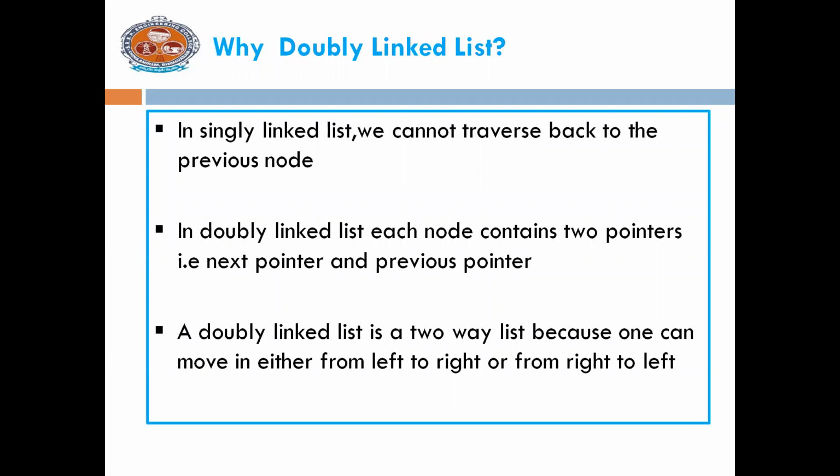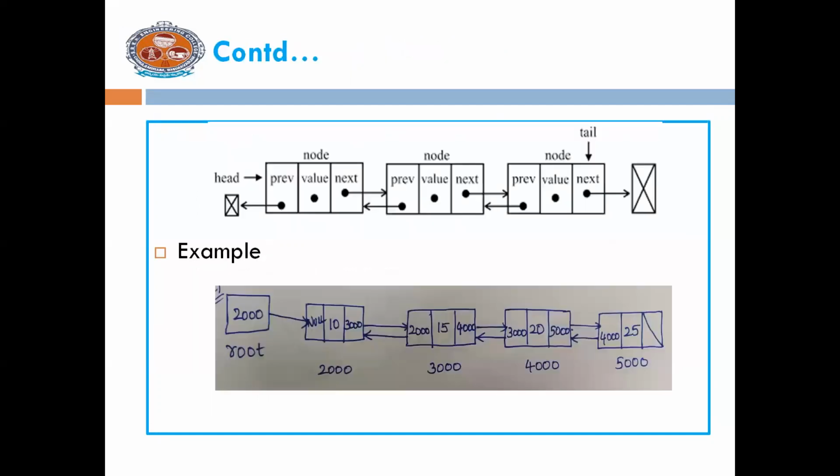Why doubly linked list? In single linked list, we cannot traverse back to the previous node. Because of this disadvantage, the doubly linked list concept came into existence. In doubly linked list, it contains two pointers, next pointer and previous pointer. The next pointer will be holding the address of the next node and the previous pointer will be holding the address of the previous node. A doubly linked list is a two-way list because it moves either from left to right or from right to left.